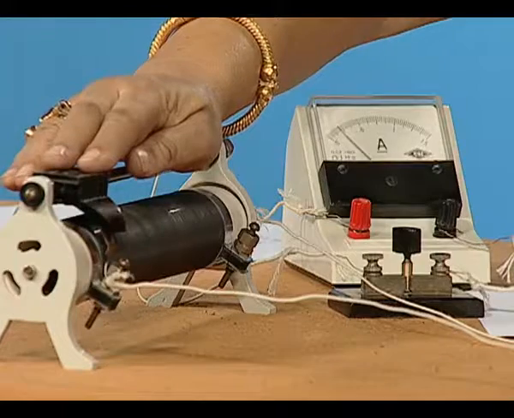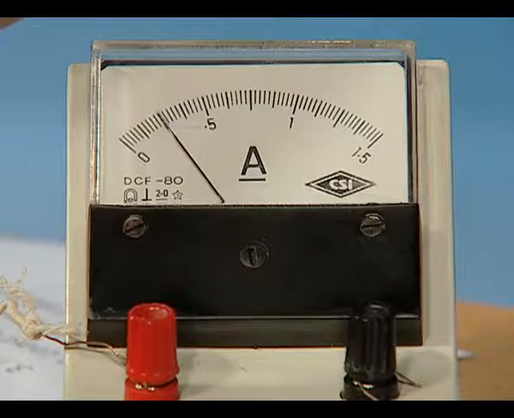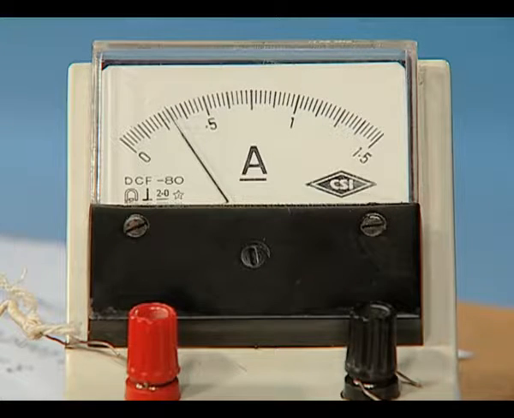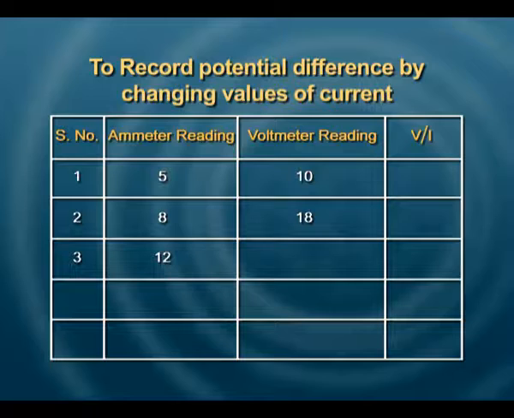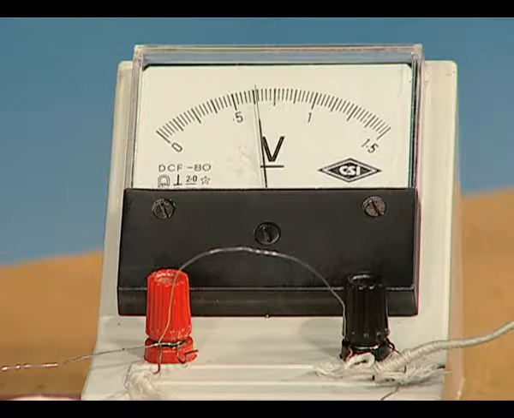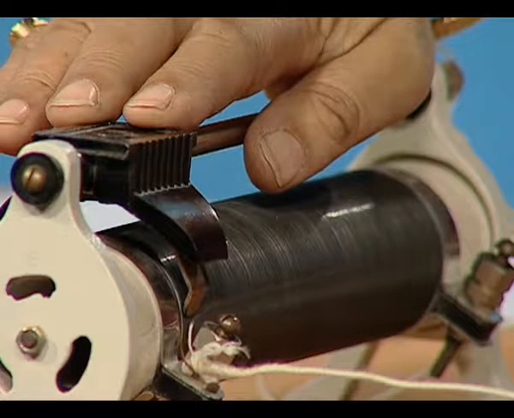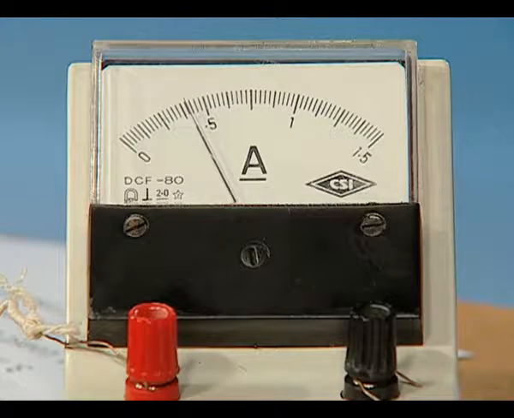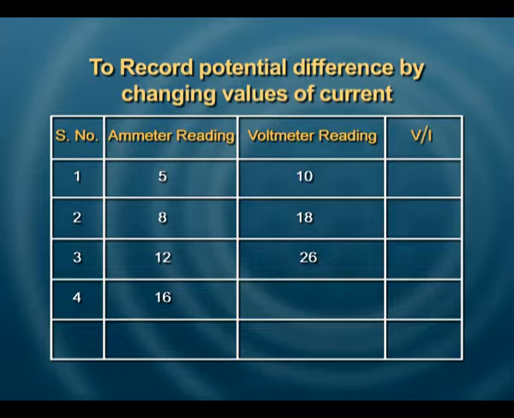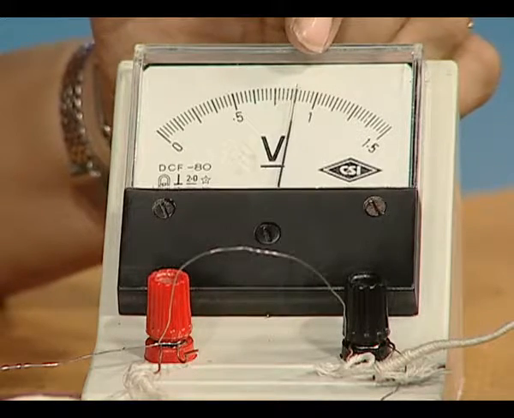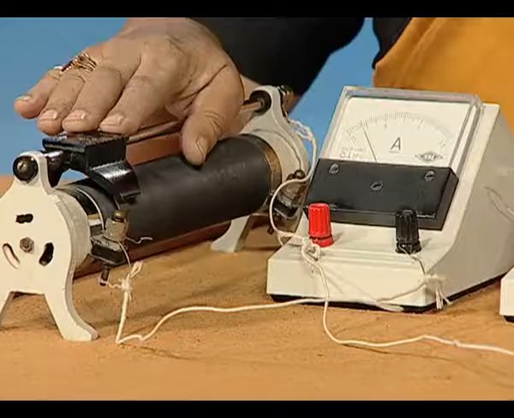I change again. Ammeter reading is 12 divisions and the voltmeter reading is 26 divisions. We take more readings like this. The ammeter reading is now 16 divisions and our corresponding voltmeter reading is 35 divisions. One more reading we can take here.